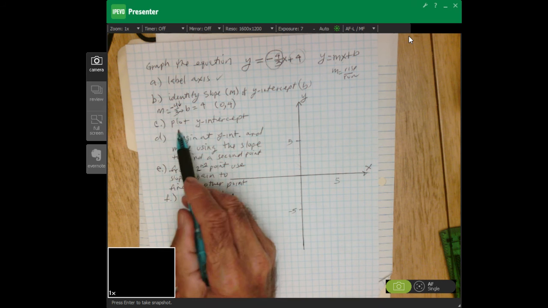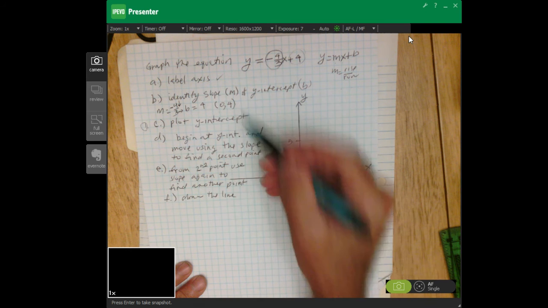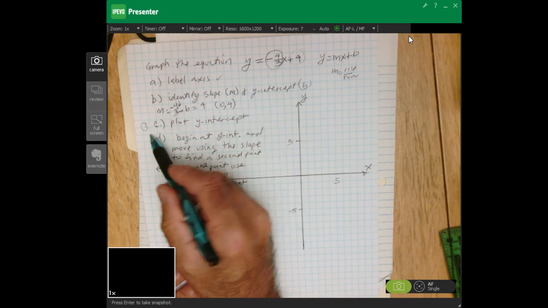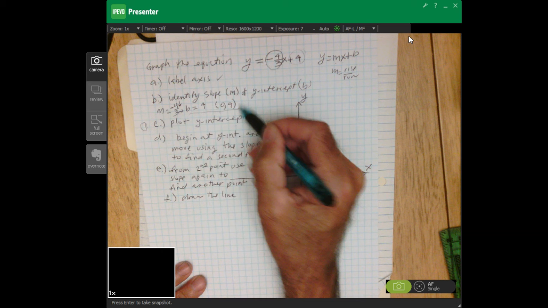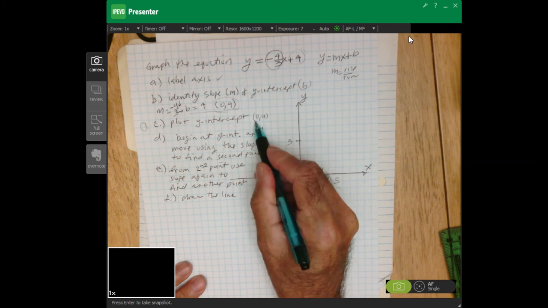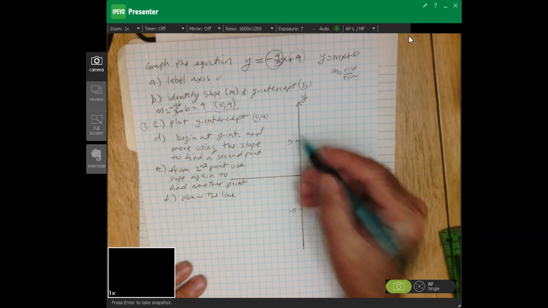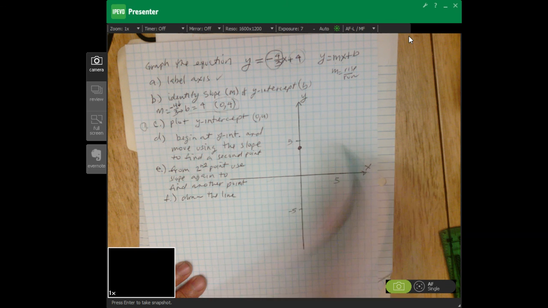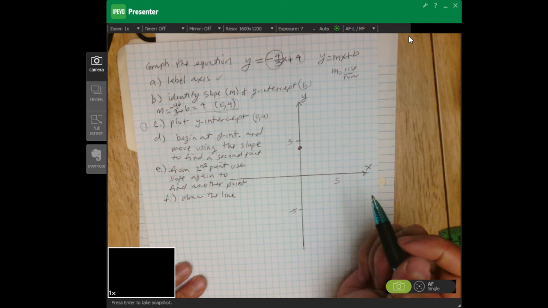Now, this is the first step of actually graphing it. So we identify this first. Now we're going to plot the y-intercept. The y-intercept is right here, that's (0, 4). So we go over here and count up to 4, which is right here. And that's the first point. I'm going to make a point there. We could use a different color if we wanted, but I'm going to use just that color.